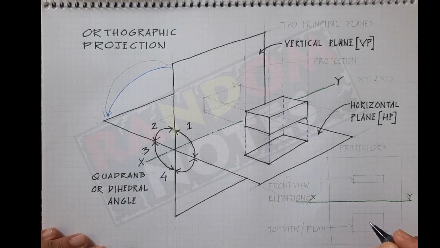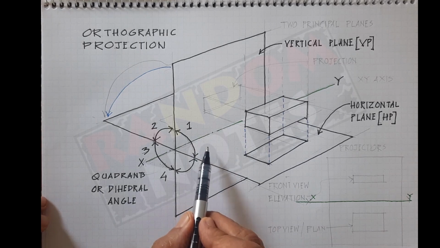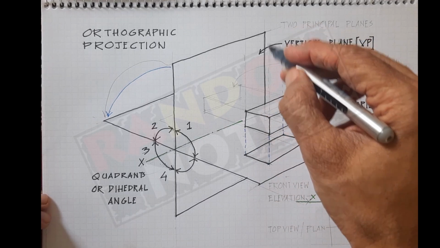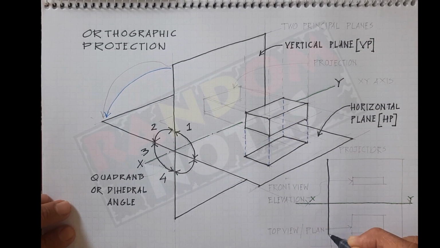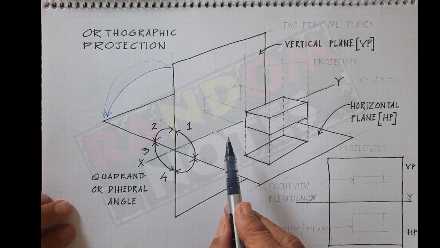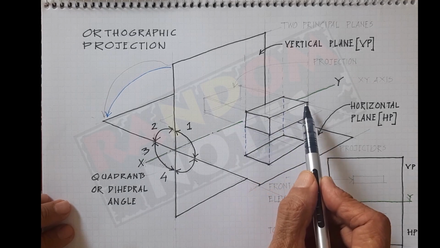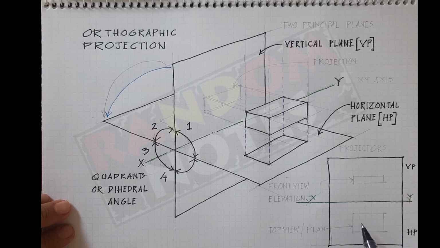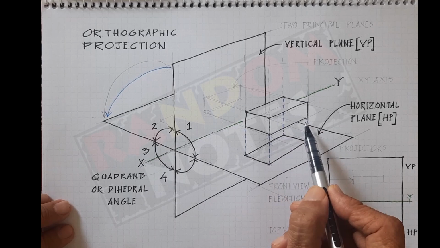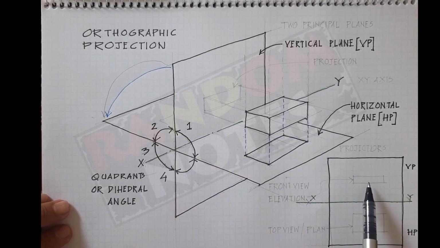My cuboid is at a certain distance from the vertical plane and at a certain distance from the horizontal plane. If I was to make it from the top, the cuboid has various faces. This face is visible above the horizontal plane. This face is visible in front of the vertical plane.